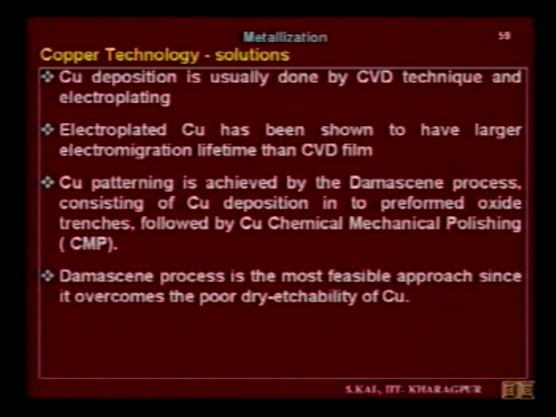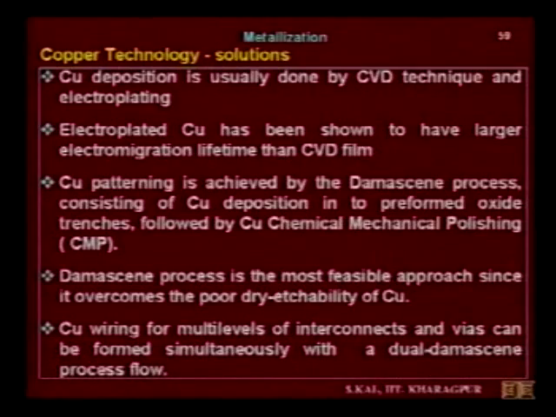You don't require dry etching gases and systems. Using the damascene process, you can pattern the copper lines. Copper wiring for multi-levels of interconnects and vias can be formed simultaneously with a dual damascene process flow. So these are the technology innovations required for copper metallization. You can imagine the copper metallization process is a complicated process, and people are trying their best to remove the complications so that it can be used in a standard process line. Okay.